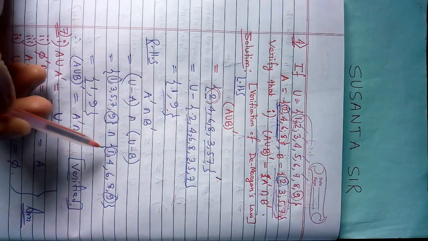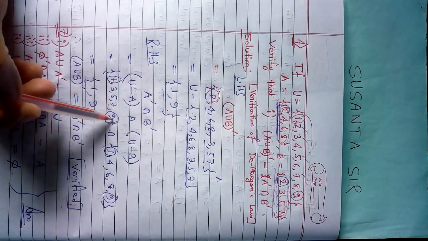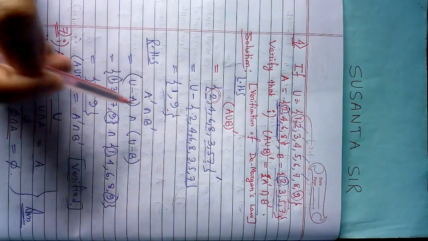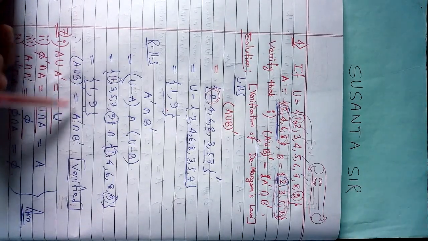Now this set intersection this set. What are the common elements? 1 common, 9 common. 1 and 9. That means left hand side and right hand side are equal. Therefore, De Morgan's law is verified.